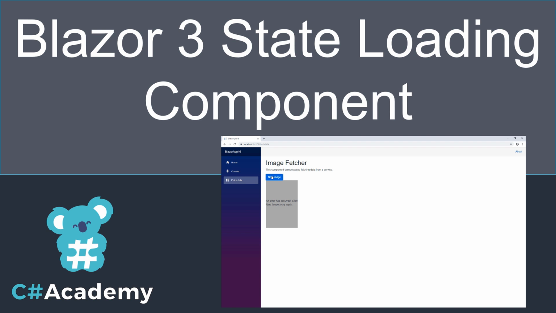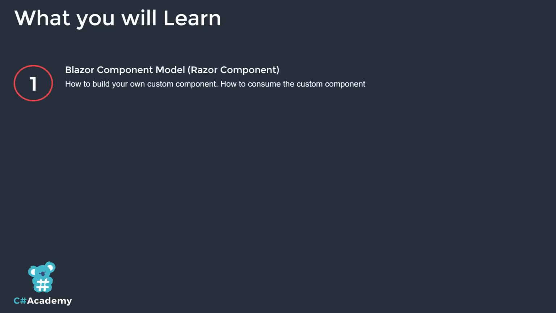In this video we'll be building a Blazor component which will have 3 states for loading content that we fetch from a web resource. What you'll be learning in this video will be how to build Blazor components. We'll be looking at the Razor component model, and we'll show you how to build your own custom component and how to consume that component.